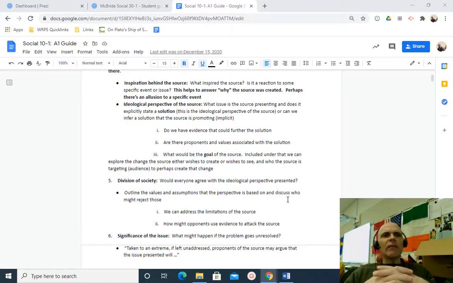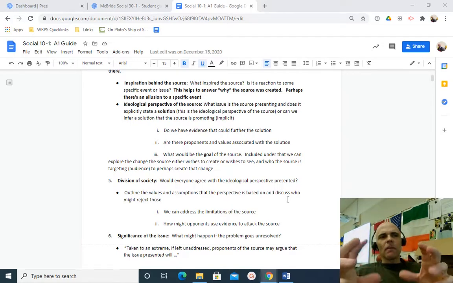We can also look at the values within the source not being universal. So we can say that there is a division of society surrounding the issue being presented. Would everyone agree with the perspective presented? The answer should be no. So what are the limitations, the biases, the flaws of logic that are being presented within the source that others may argue against? And who are those others, and what evidence would they use to argue against it?